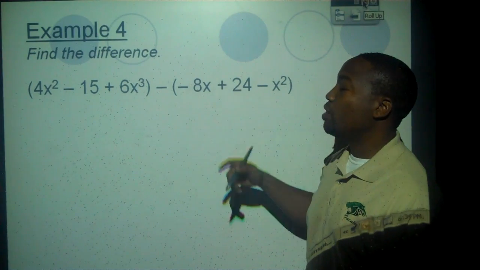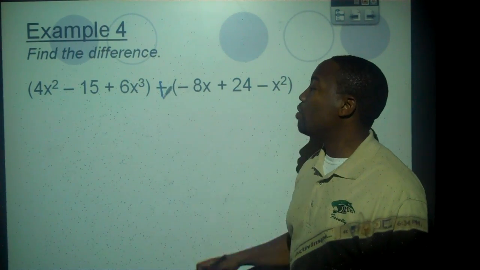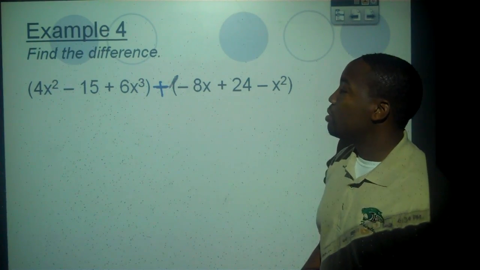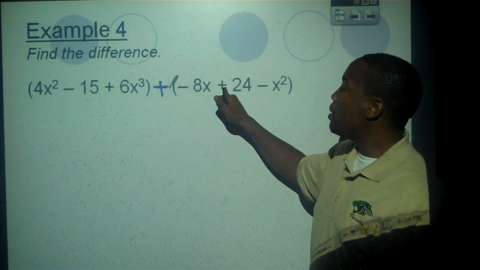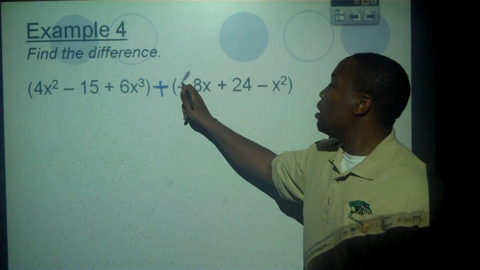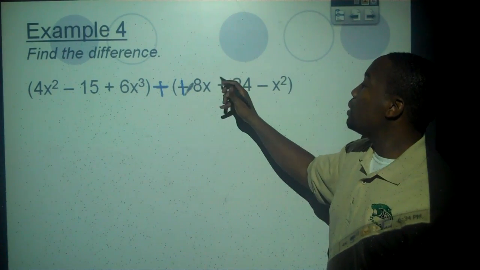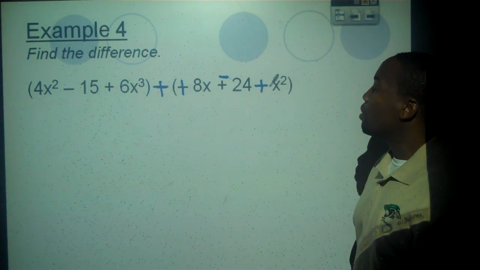Let's go ahead and distribute the negative in. So if this is a negative, I want to change this to positive. I always want to add. I don't like subtracting because it confuses everything. When I change this to a positive, I've got to change everything inside of this parentheses. Switch the sign. So this negative becomes a positive. This positive becomes a negative. And this negative becomes a positive.